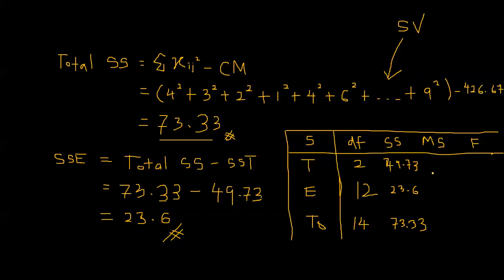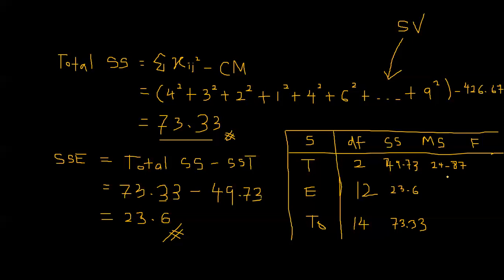Okay, so now you must get the value of mean square for treatment, or MST. So how to get MST? To get MST, the value of SST must be divided by K minus 1. So the value is 24.87. Okay, the value of MST is 24.87.